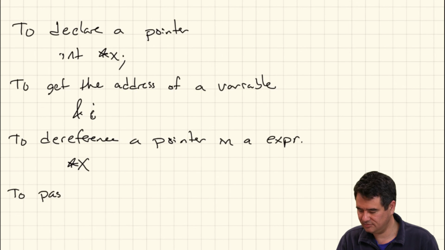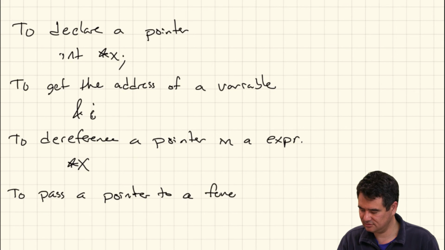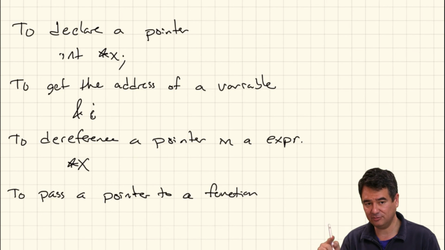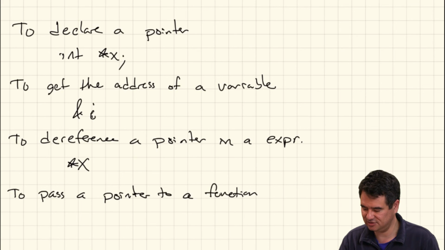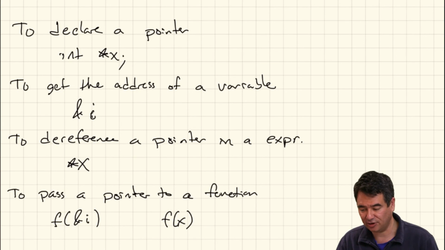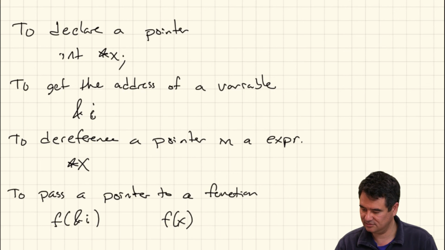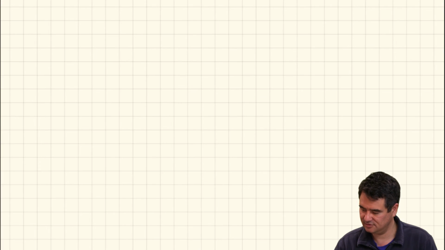To pass a pointer to a function, what you need to do is make sure that the value you're passing into the function is a memory location. So we can call f of the address of i. That's one way to do it. Or we could just say f of x. Since x already is an address, this works just fine.